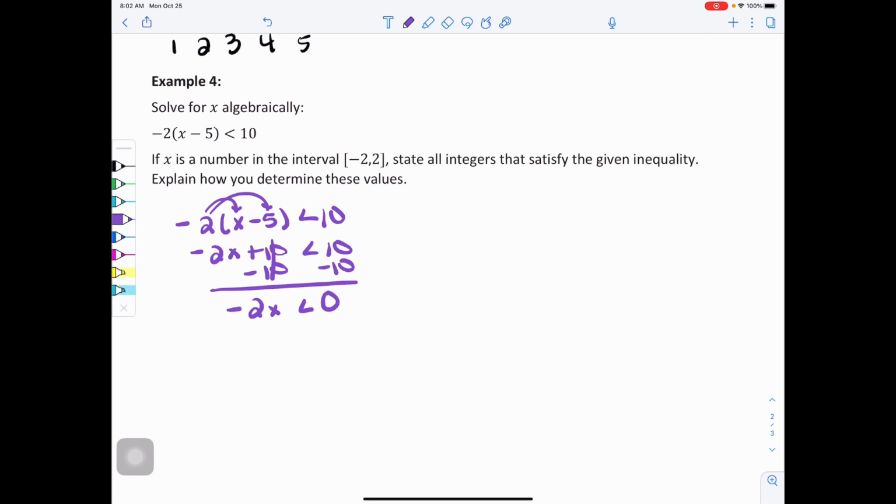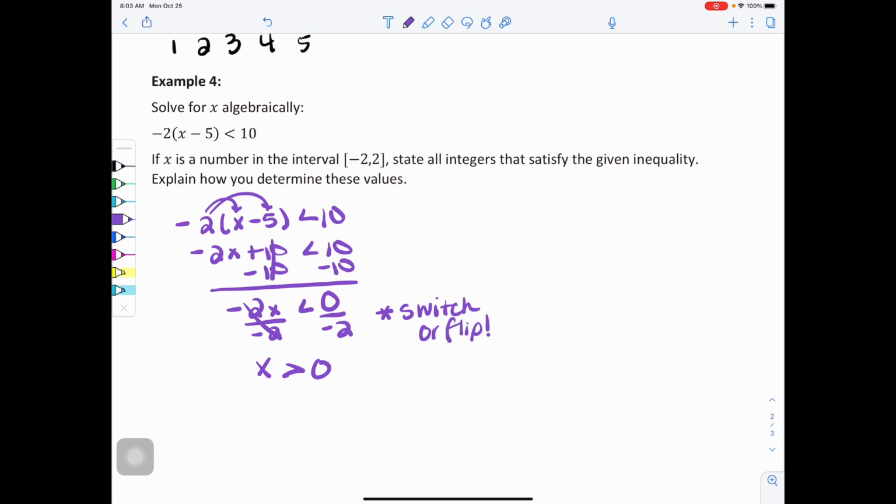Then I do not want -2x, I want x. So I'm going to divide both sides by the coefficient, which is -2. And as soon as I say that, I just divided by a negative. We have to switch or flip. So this is going to be x is greater than 0.